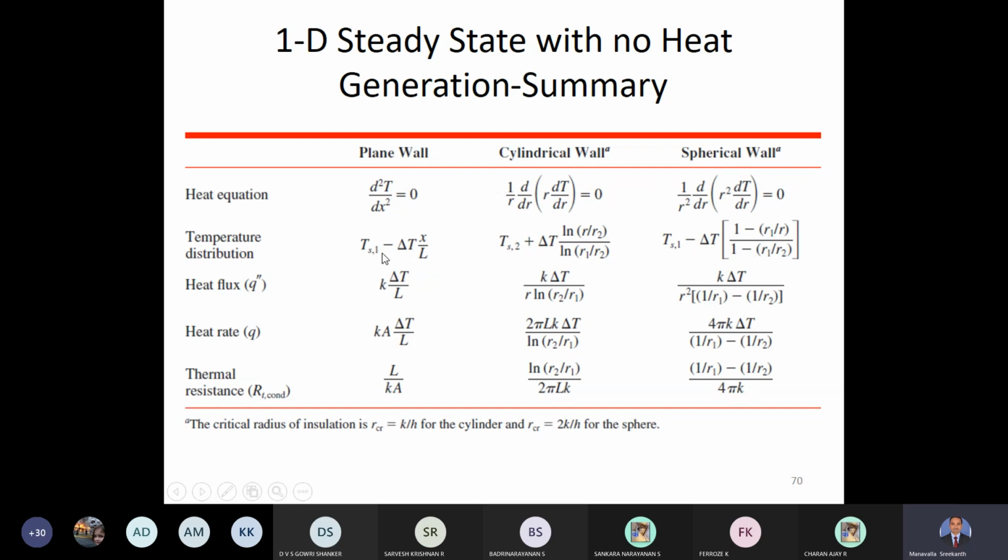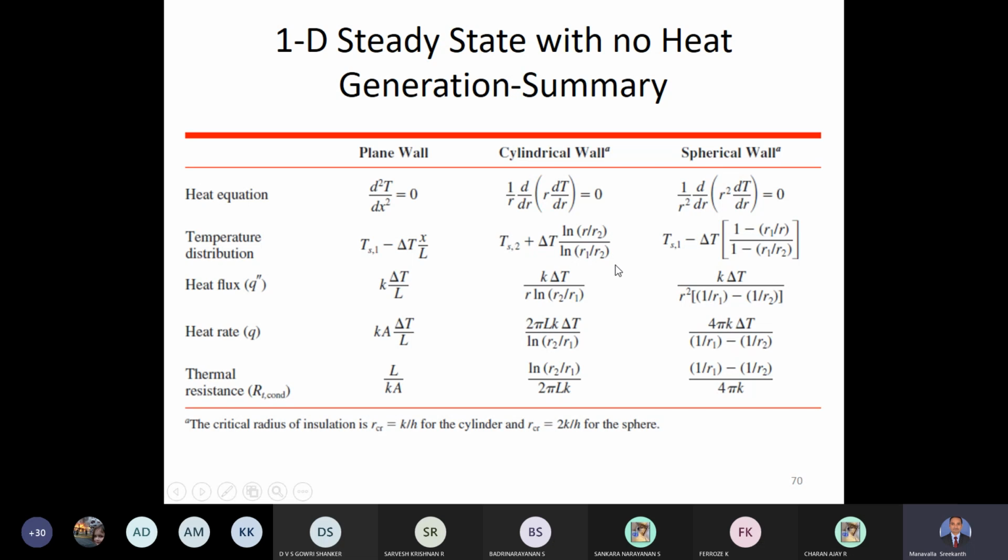Okay, and what will be the temperature distribution? This will be the temperature distribution in the wall. Ts1 is the temperature at the surface, and delta T is the temperature difference. X is the distance at which you want the temperature. So this is the general temperature distribution equation. You can plot it for x varying from 0 to L and get a straight line. You can see this is a straight line.